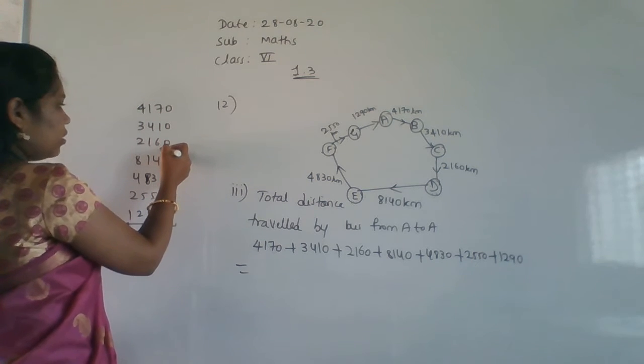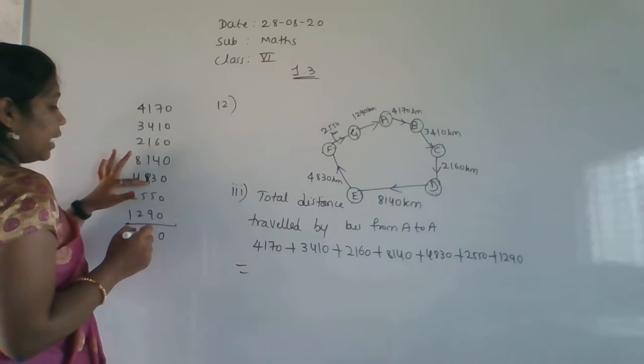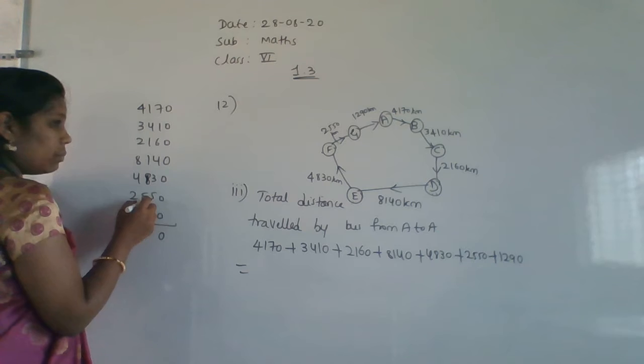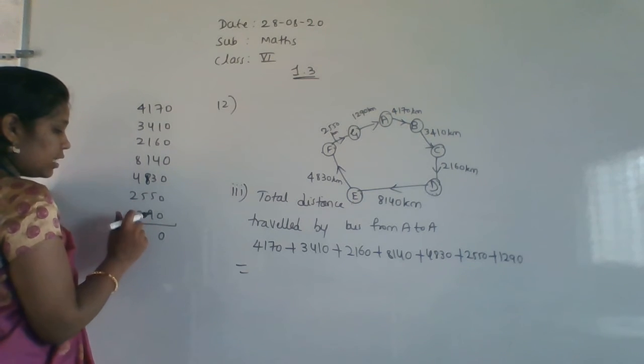7 plus 1 is 8, 8 plus 6 is 14, 14 plus 4 is 18, 18 plus 3 is 21, 21 plus 5 is 26, 26 plus 9 is 35.